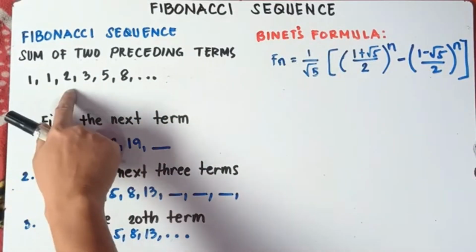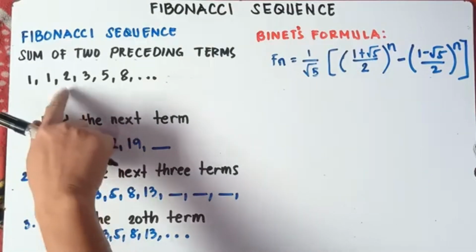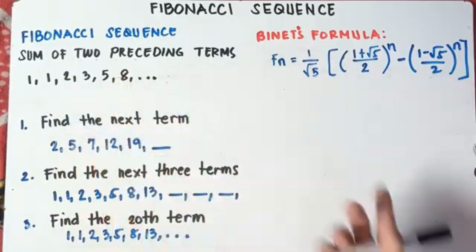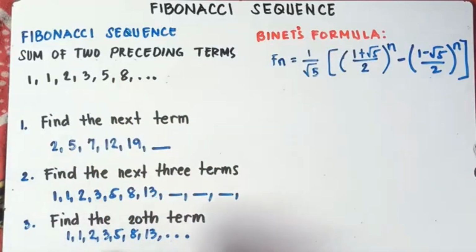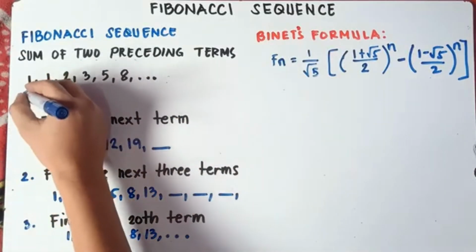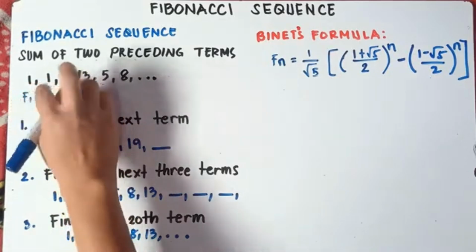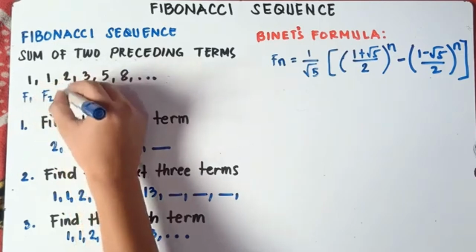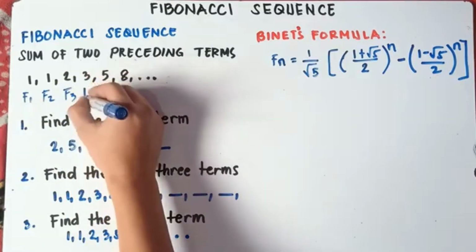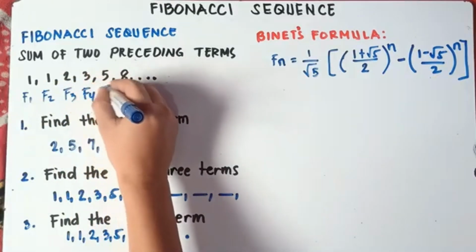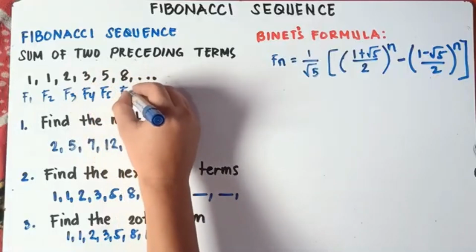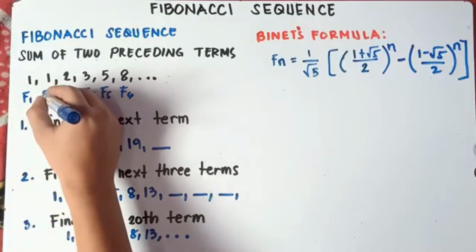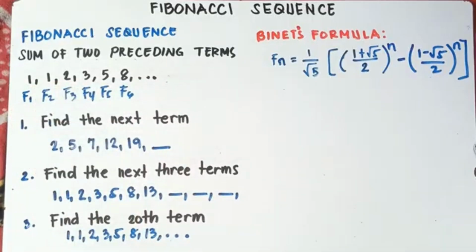So in Fibonacci, class, you simply add the preceding terms. 1 plus 1 is 2. 1 plus 2 is 3. 2 plus 3 is 5. 3 plus 5 is 8. 5 plus 8 would be the next term. In Fibonacci, we designate the first one as our f sub 1. The second one is our f sub 2. The third one is our f sub 3. This 3 will be our f sub 4. 5 will be our f sub 5, and 8 will be our f sub 6. We will be using this f in our recursive formula in part 2 of our video.